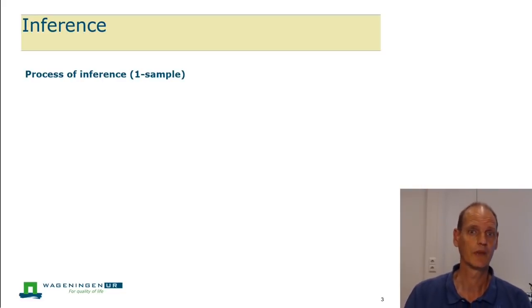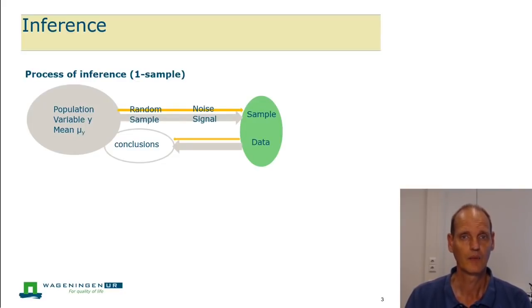A few words on the process of inference for a simple case. We have a population, and in that population we're interested in a certain variable: body height, growth, yield, and in particular you want to know what the mean of that variable is, the mu of y. Well, to get an answer, we obtain information. How do we do that? We take a random sample. And from that sample, we measure the variable, and in that way we get sample data.